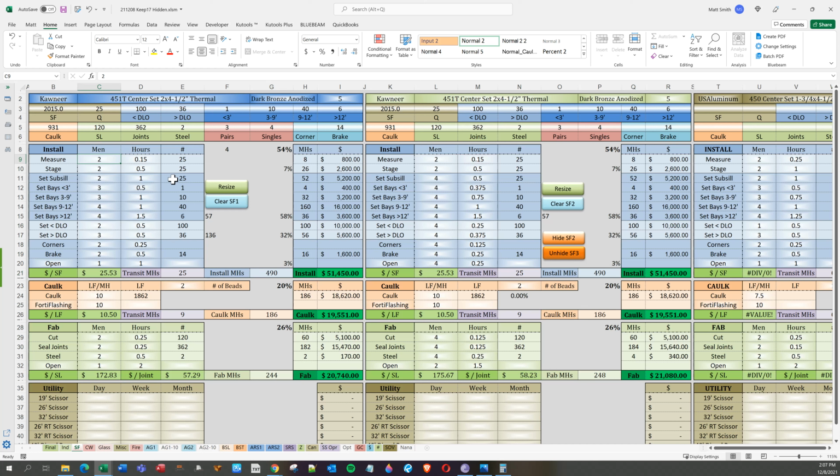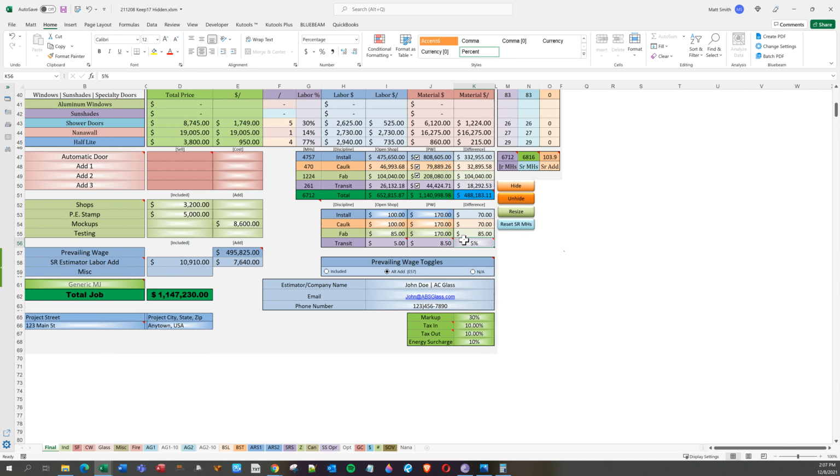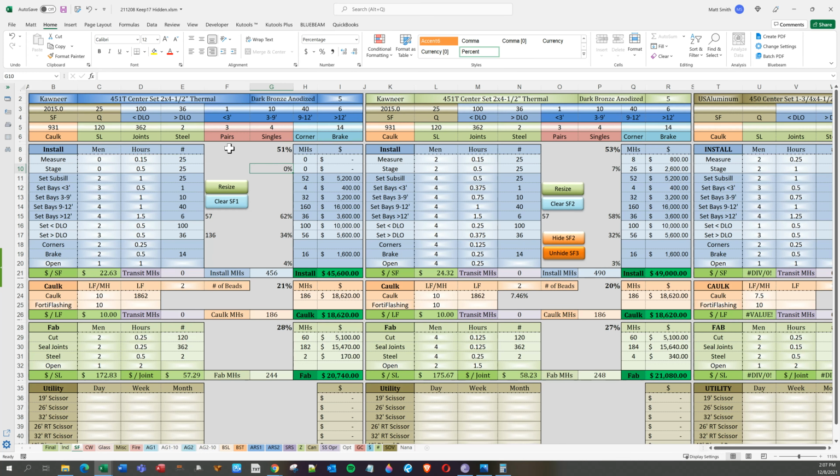Some of my customers like to get rid of the measure and stage because that's generally done by the PM who's not paid by the hour. You can certainly do that. That's one of the first things you want to get rid of when the GC is trying to get your number down. And then also, of course, getting rid of the transit. Maybe even adjusting the percentage.